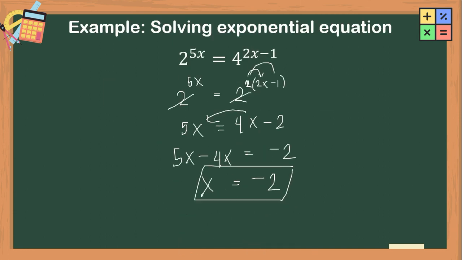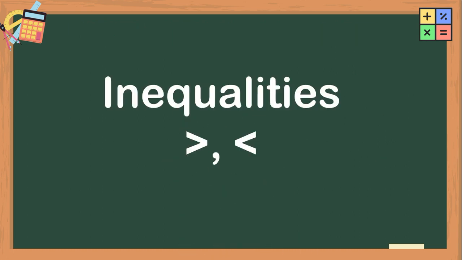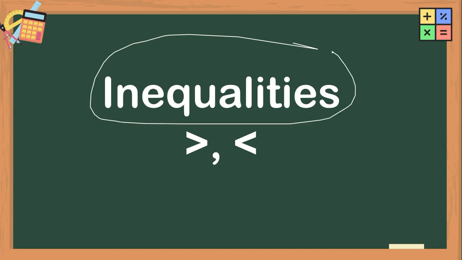So we're done with equation. Again, when it comes to exponential equation, the symbol is always equal. Kapag nakakita kayo ng equal sign, it talks about the exponential equation. But if we have exponential inequalities, ang makikita yung symbol dyan is greater than, less than. And aside from that, we have the less than or equal to, and we have the greater than or equal to.